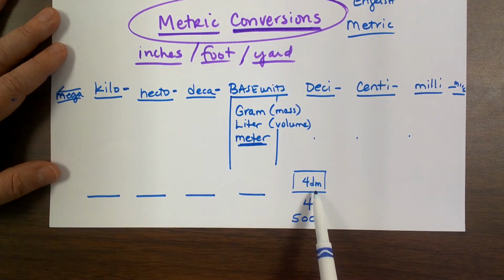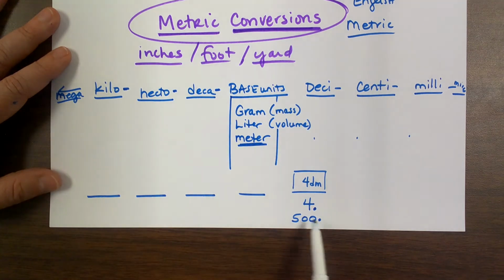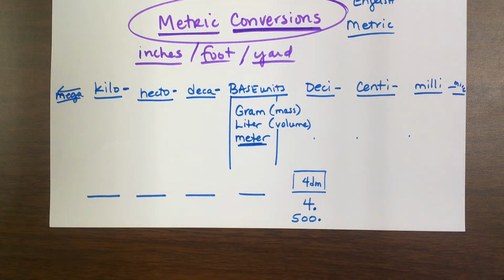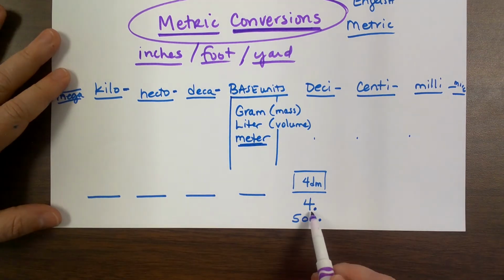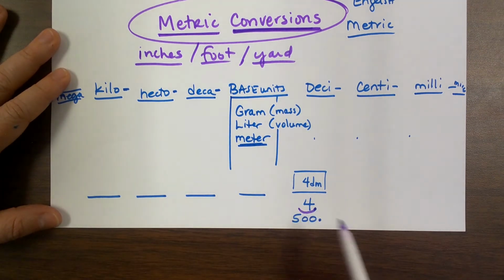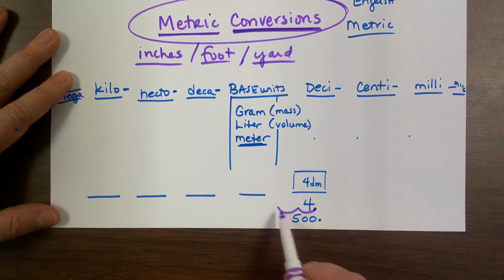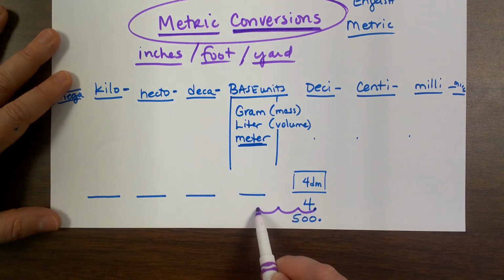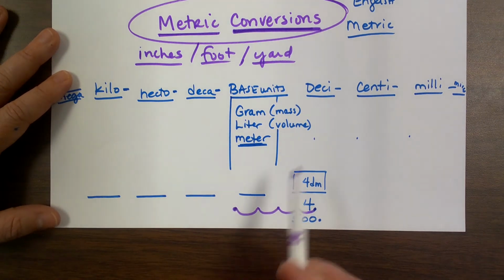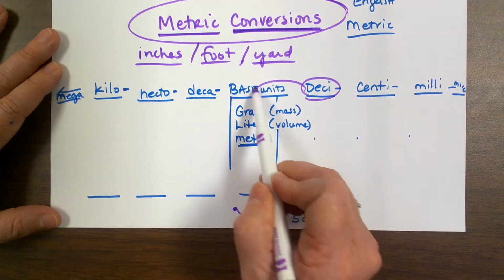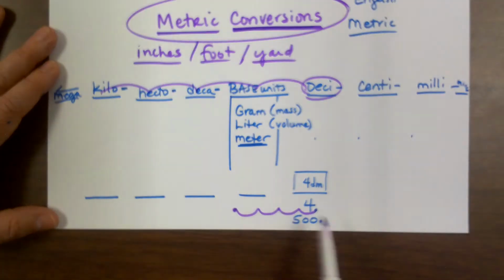Okay, so if I'm going from 4 decimeters to kilometers, my decimal is going to have to move just as many places as there are spots. So I'm going to have to go to the base, to the deca, to the hecto, to the kilo. All right, so I went from deci to the base, to the deca, to the hecto, to the kilo.